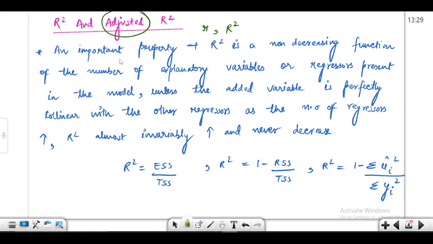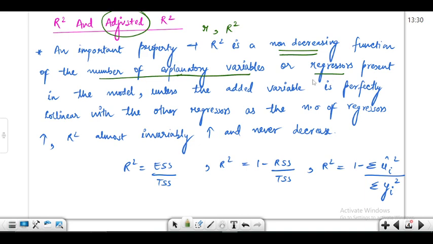Okay. So an important property: R square is non-decreasing. So it might not be increasing, but it is non-decreasing. So the value that is there will not fall from that value. It can increase, it can stay the same, but it will not fall. So R square is a non-decreasing function of the number of explanatory variables or regressors present in the model.